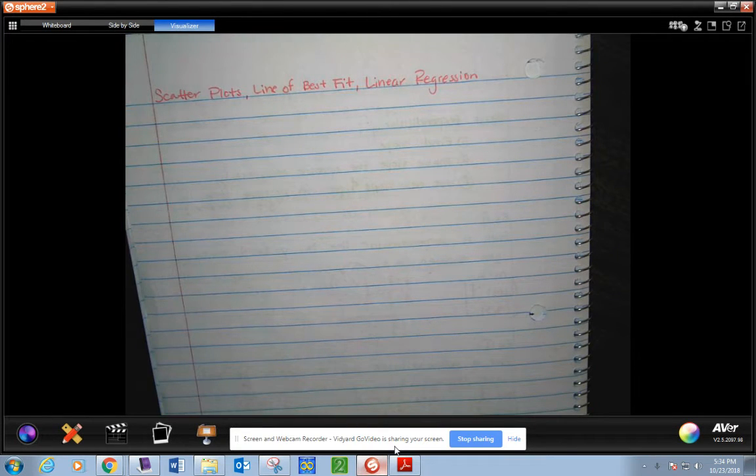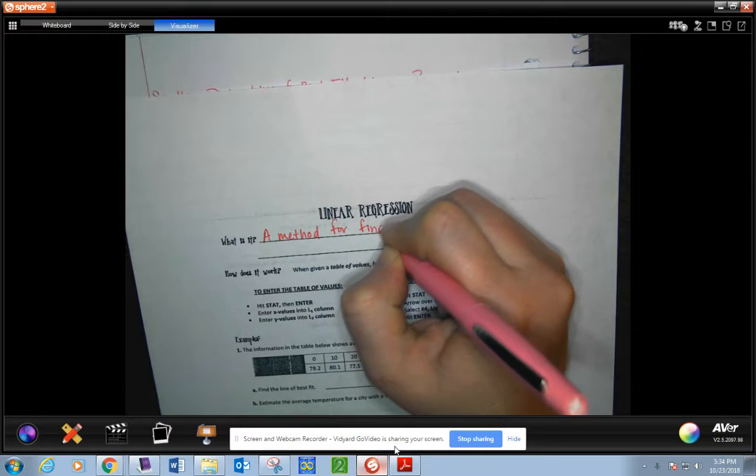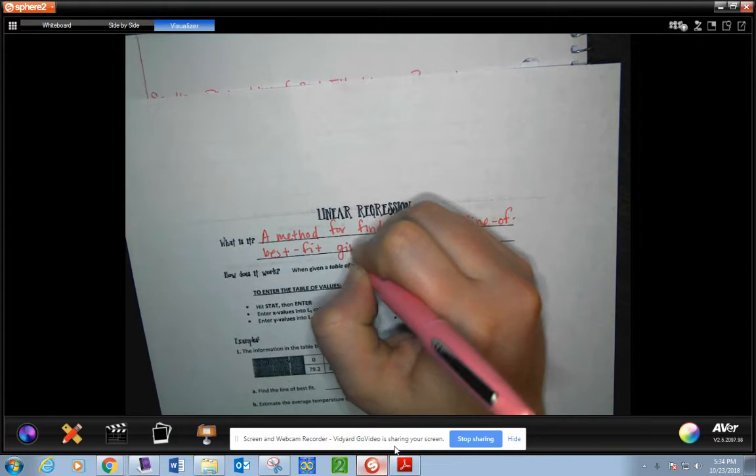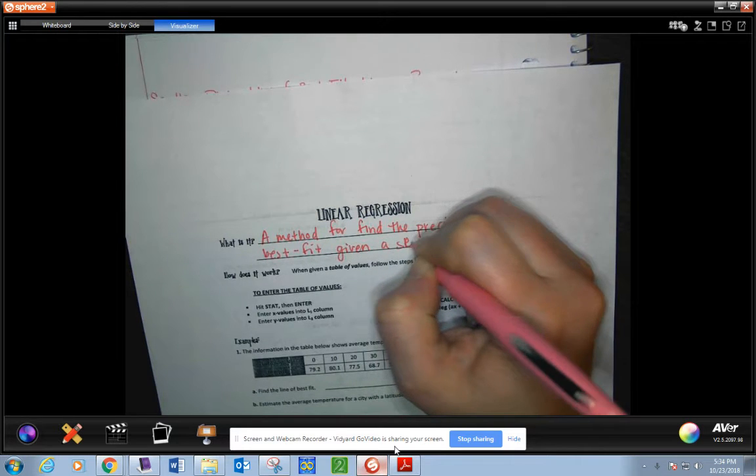Okay, so picking up where we left off, now we're going to move to the notes that say linear regression. When we're talking about linear regression, this is just a method for finding the precise line of best fit, given a set of data.